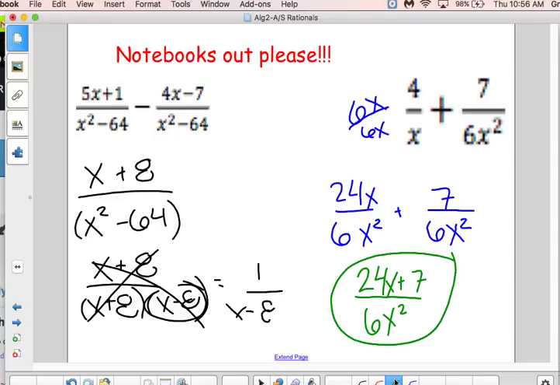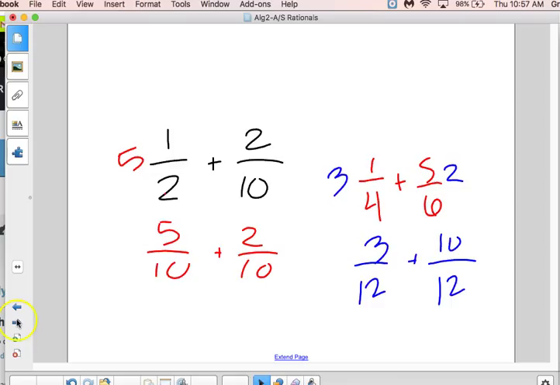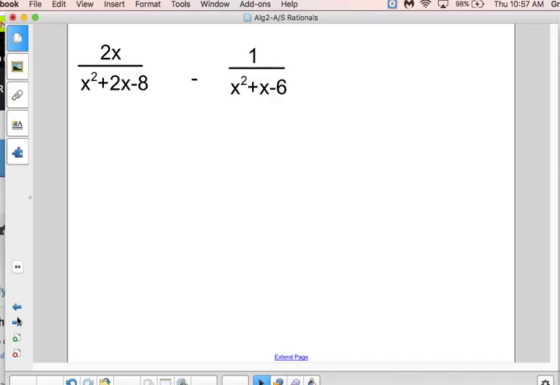7 doesn't go into 24. We can't take out an x. Can we reduce the 24 and the 6? No, the plus 7 ruins it. So remember, if you have adding and subtracting, they're not going to be able to cancel away unless you factor it out. Next one, last one we're going to do in the notes is this guy right here.